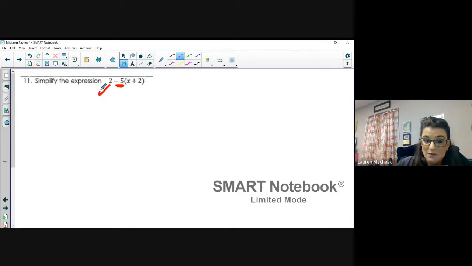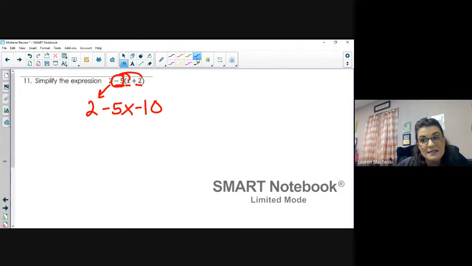So I'm going to keep this 2. I can't do anything with that right now. I'm going to distribute the -5 to every single thing in parentheses. So -5 times x is -5x. -5 times 2 is -10. And now remember, I distribute, and then I see if I can combine like terms. I actually do have more like terms in this expression, the constant numbers, 2 and -10.